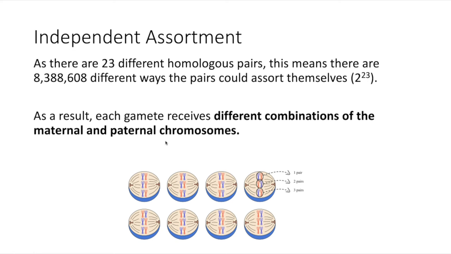You can actually calculate the number of possible combinations of how those homologous pairs could align, and therefore how many different possible gametes you could create, by using the formula 2 to the power of n, where n is the number of homologous pairs. It's 2 because we have 2 chromosomes in that pair. For humans, we have 23 homologous pairs. So to work out how many possible different gametes we could create because of independent assortment of homologous chromosomes, it'd be 2 to the power of 23, which gives us over 8 million different combinations.